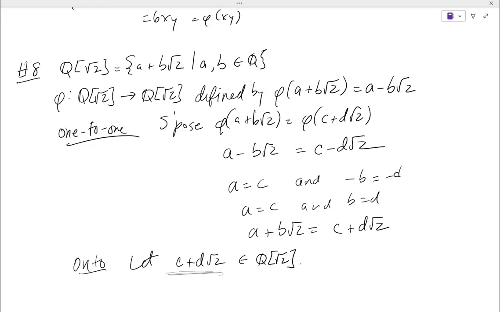No. So my mapping is this one, right? So to end up with c plus d root 2, what do you need to plug into that function? Yeah. Is that an element of Q adjoin root 2? Is that an element of the domain? Yeah.